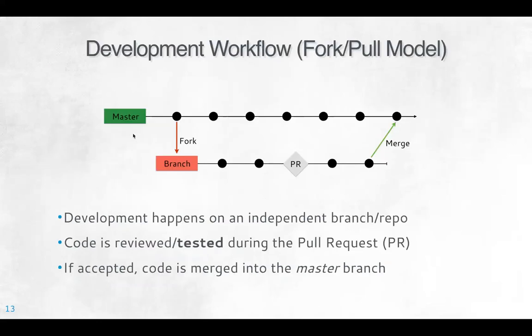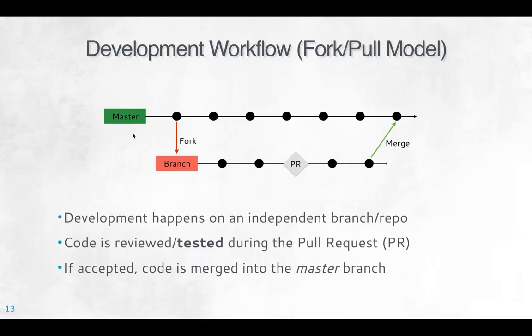So this leads to a very common development workflow, and I am glossing over many details. The workflow is commonly called the fork pull model. In this model, the developer is going to fork the master repository, which means making a copy of it locally for themselves. And then they are going to develop on it. They're going to hack on it, add their code, modify the code, and then eventually they're going to submit a pull request, which tells the developers of the main package that they would like to merge their code back into the master branch.